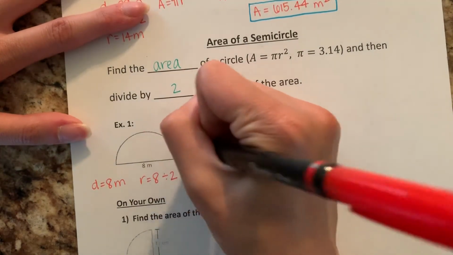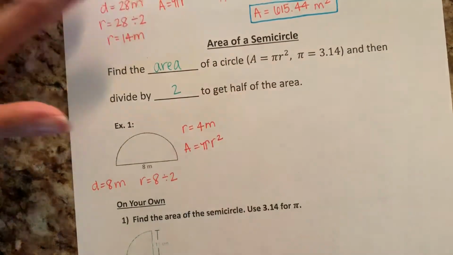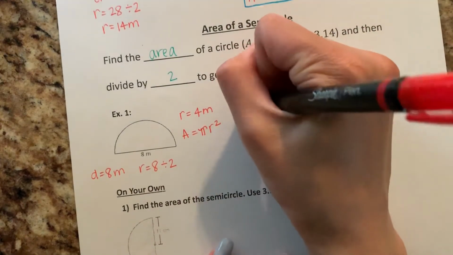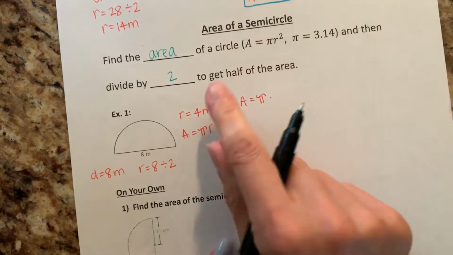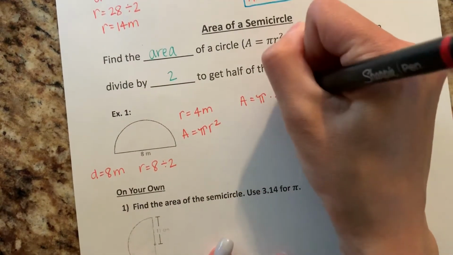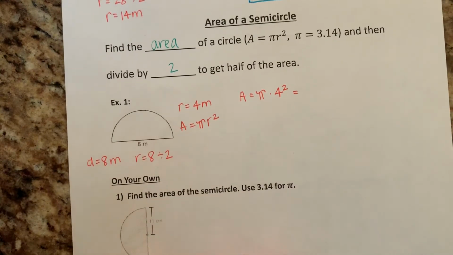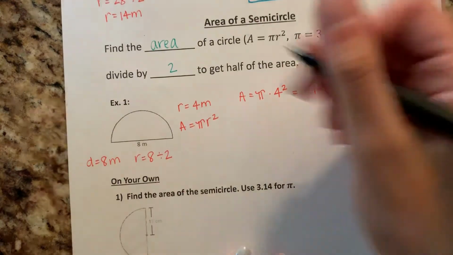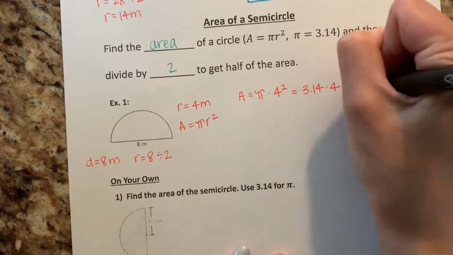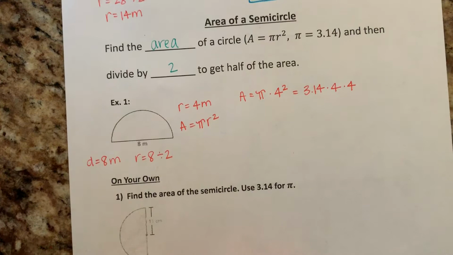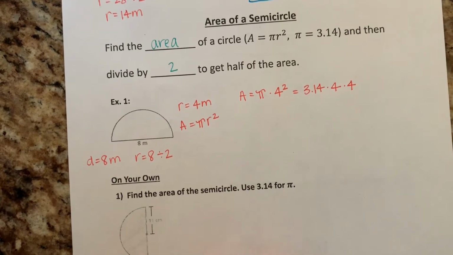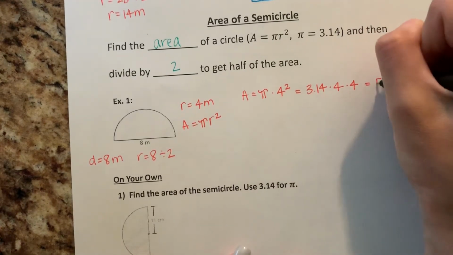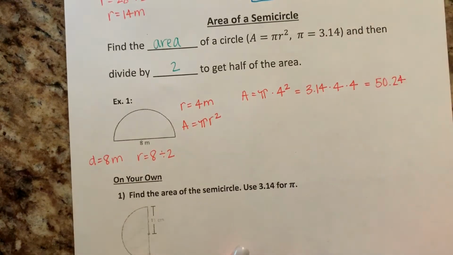Remember our formula, area is pi times the radius squared. So my area, pi, times my radius, 4 squared. And we want to replace pi with 3.14. So 3.14 times 4 squared, which means 4 times 4. And we can go ahead and type that in our calculator. So 3.14 times 4 times 4 gives me an area of 50.24.